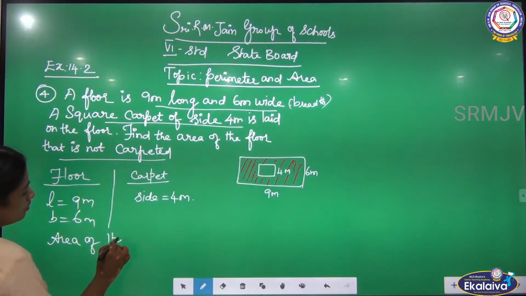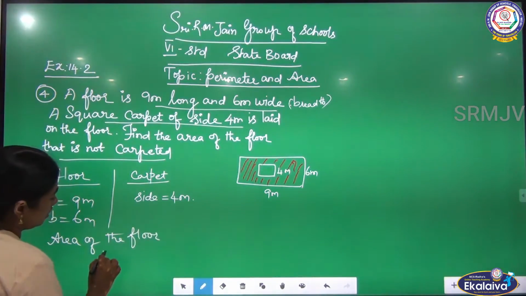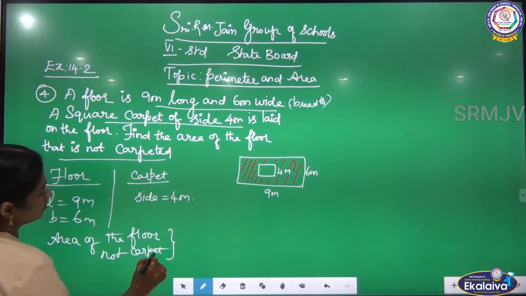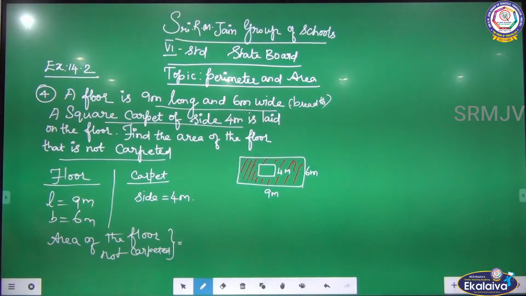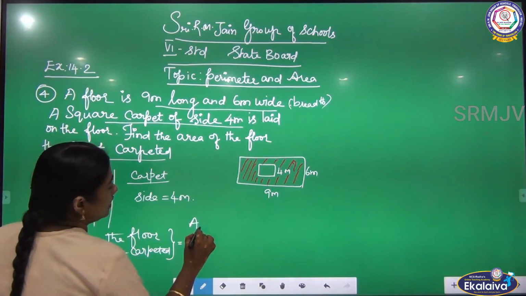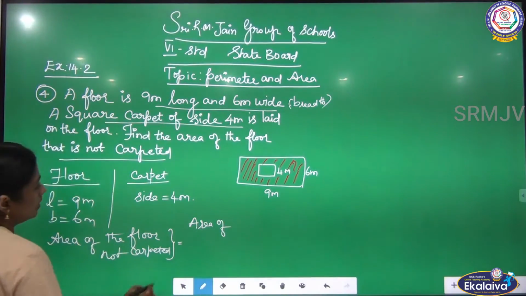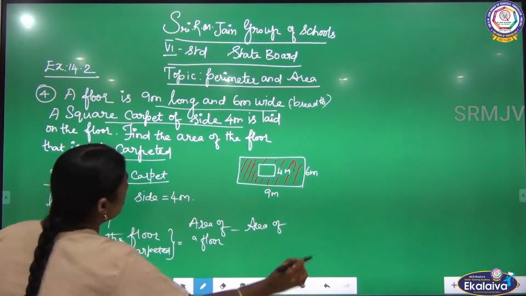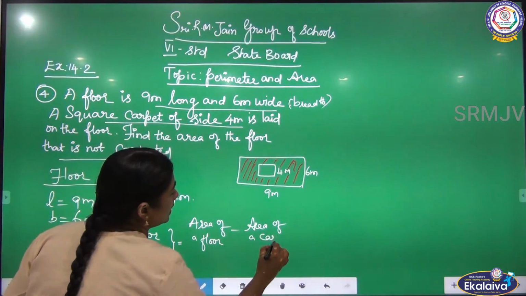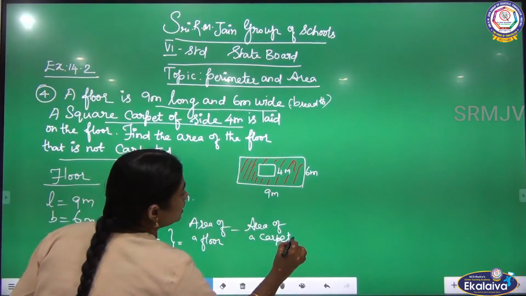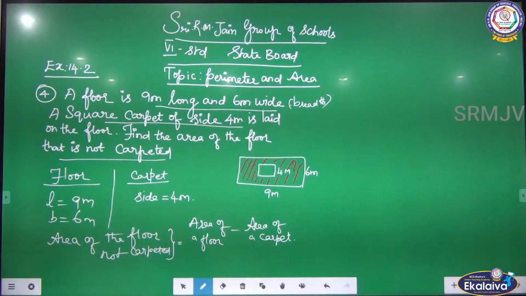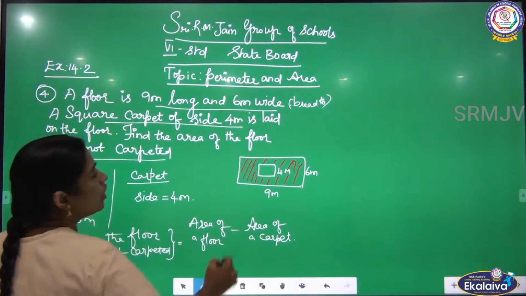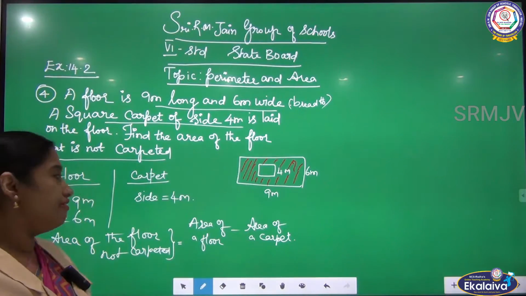Area of the floor not carpeted is equal to, what I am going to do? Area of a floor minus area of a carpet. When I subtract these two, I can find out the area of the floor not carpeted. See, I am going to find out this part. Okay, the red color what I shaded, no my dear? That I am going to find out.